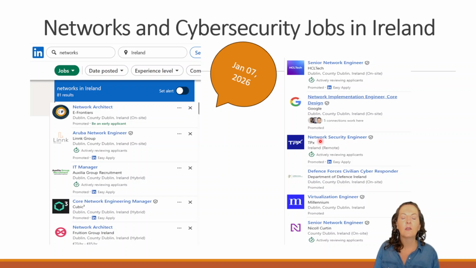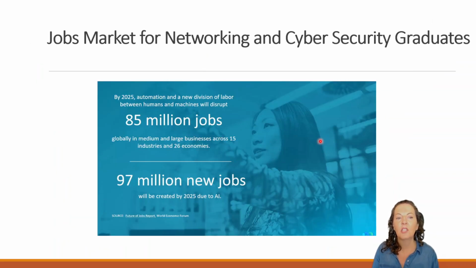So you can use your LinkedIn, take advantage and have a LinkedIn account, get it up to date, and make sure that it reflects that you're currently completing this program as well. And in there you can see the positions and the opportunities that are available to everyone. Okay, so the jobs market by 2025, automation and all of that, 85 million jobs. So AI, as you know, is really booming at the moment.